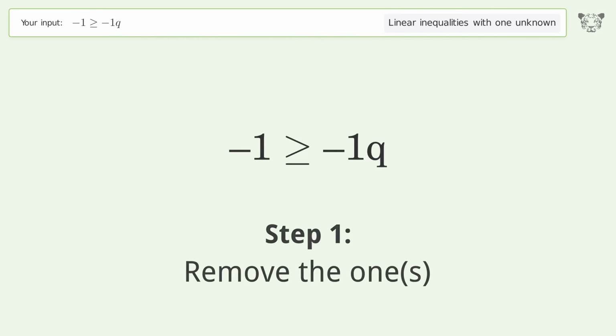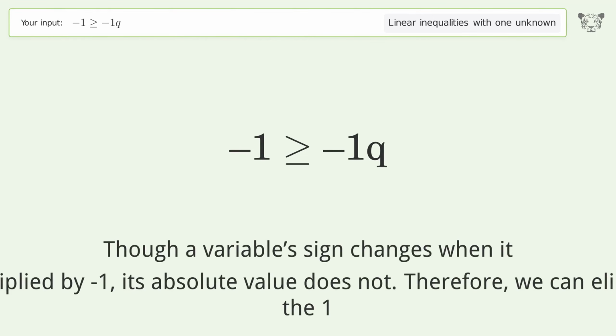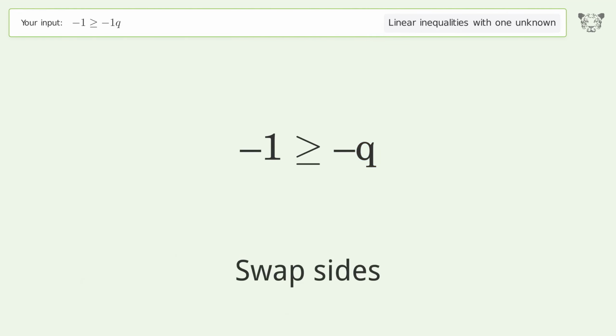Remove the ones. The way a variable's sign changes when it is multiplied by -1, its absolute value does not. Therefore, we can eliminate the 1. Swap sides.